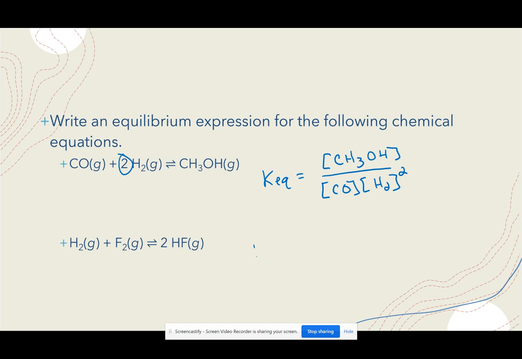So for my second one, KEQ is going to be the concentration of HF squared, because it has that coefficient of 2, over the concentration of H2 times F2. And that's it. It's just that simple when it just says write the equilibrium expression.